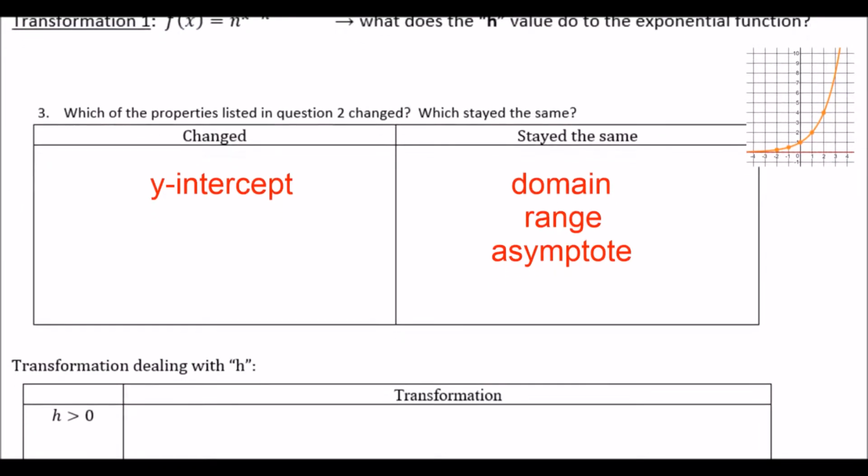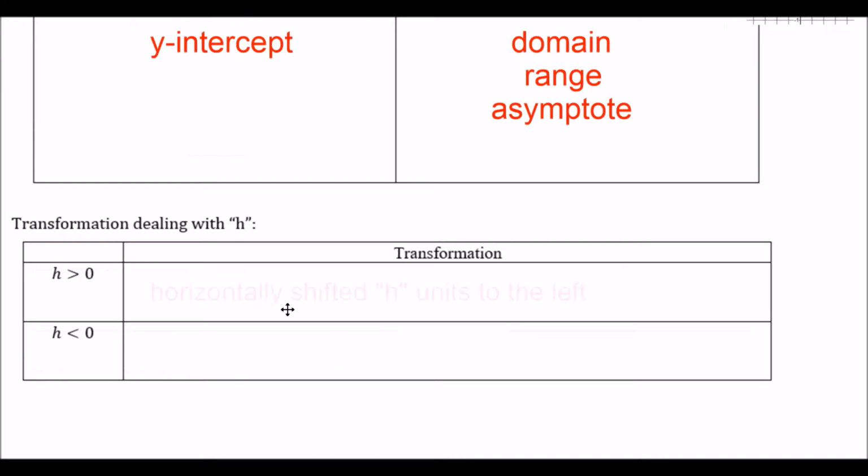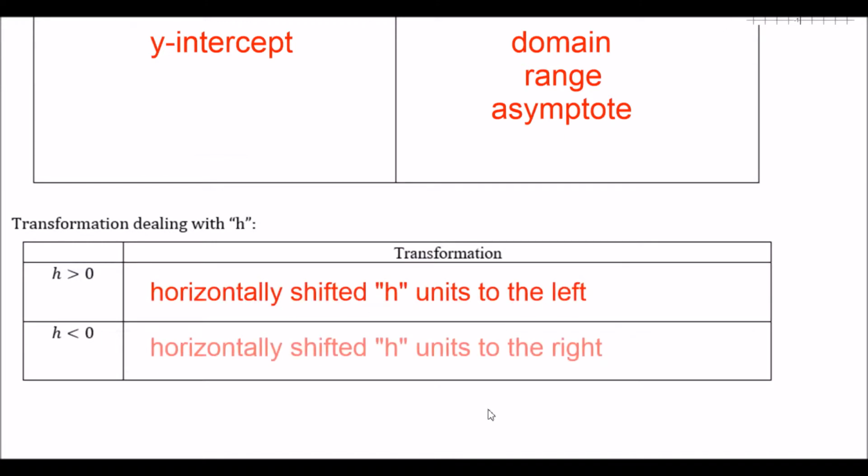All right. When h is greater than 0, we say it is shifted h units to the left. When h is negative, we say it's shifted h units to the right.